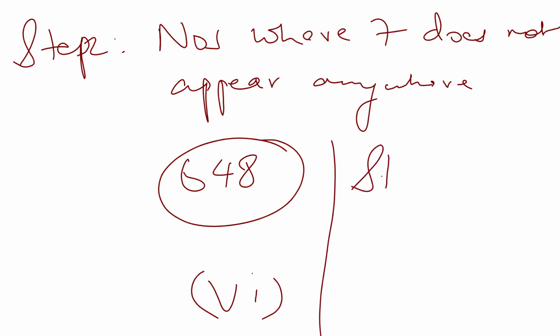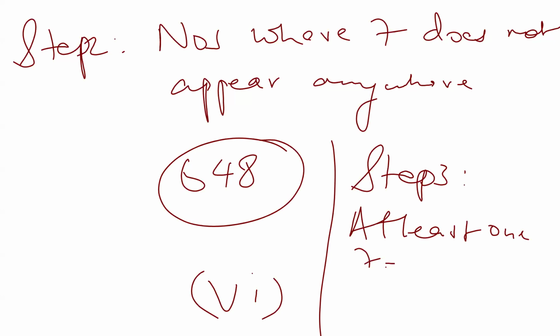And step 3, okay, at least one 7 is equal to total minus none. Okay, total number of ways are 900 minus 648. Okay, so that is equal to 252. So from the total number of numbers, I am subtracting numbers where 7 does not appear. I'll get at least one time 7 occurrence.